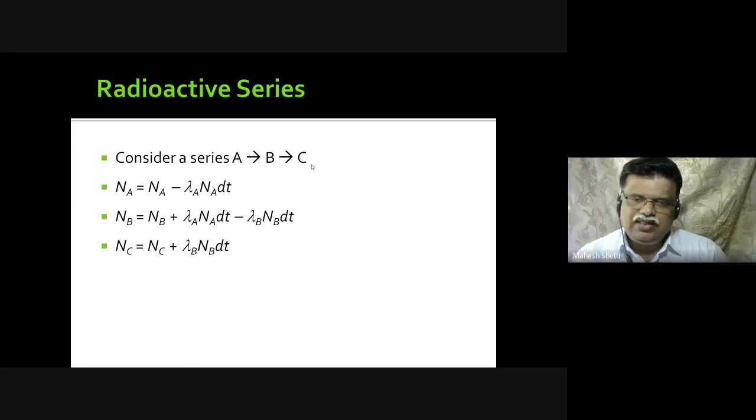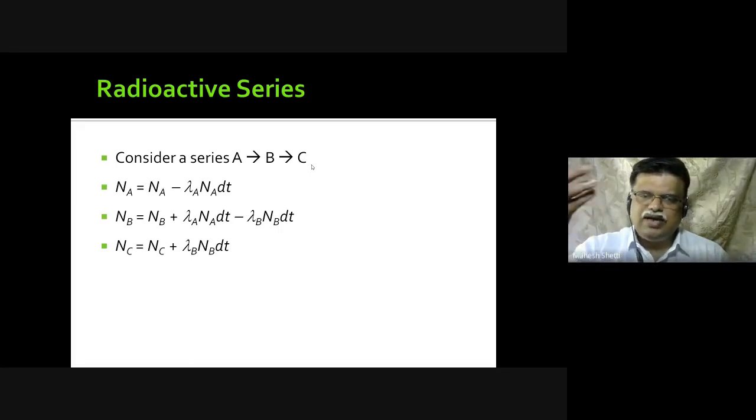If B has greater half-life, then of course it will reach a higher peak. But if B has a very small half-life compared to the half-life of A, then B will get created and immediately get disintegrated, so it will never reach a very high value.